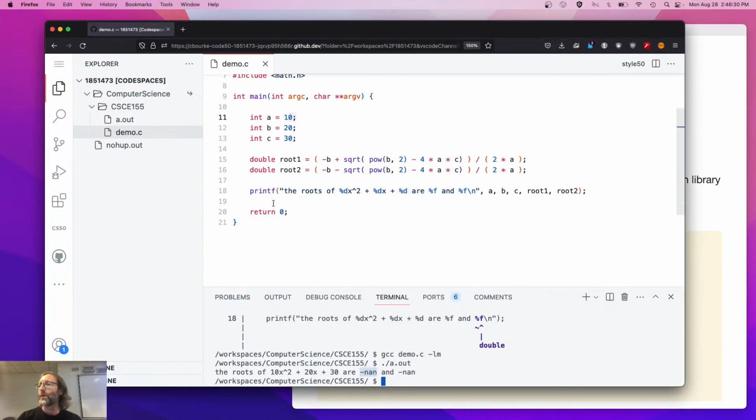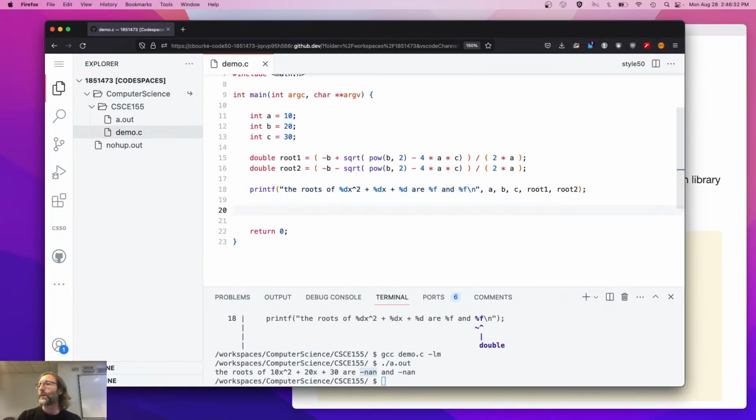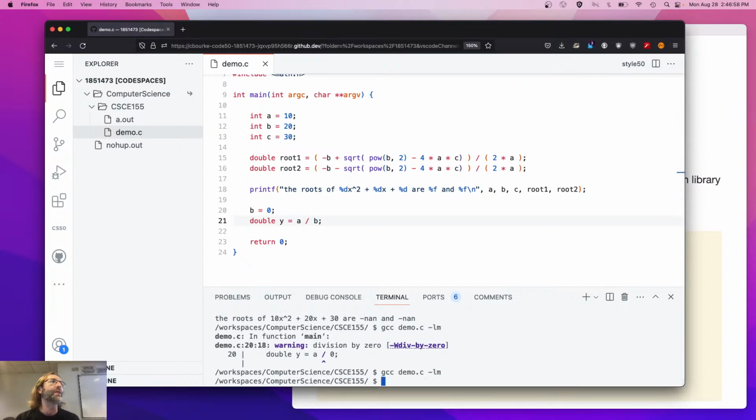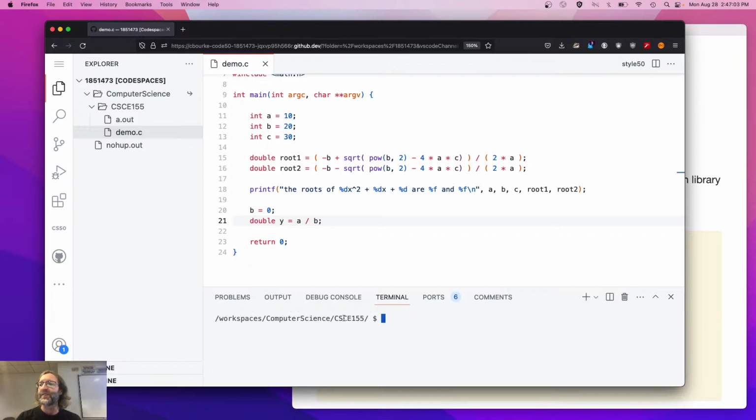Let me show you. Down here, let's create another variable, double y is equal to a divided by 0. There we go. Let's try to recompile that. All right, it's already warning me about that. It won't be smart enough to find that out if I say b is equal to 0, and then divide by b. That's still division by 0, but it's not smart enough to figure that out, because I'm using a variable.